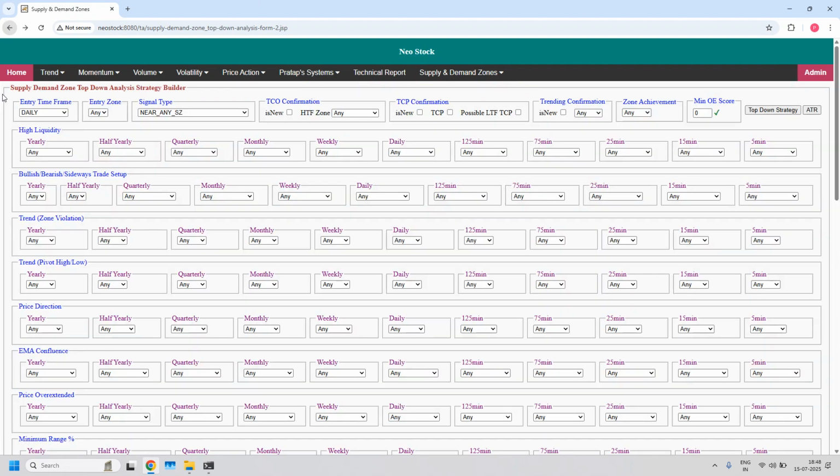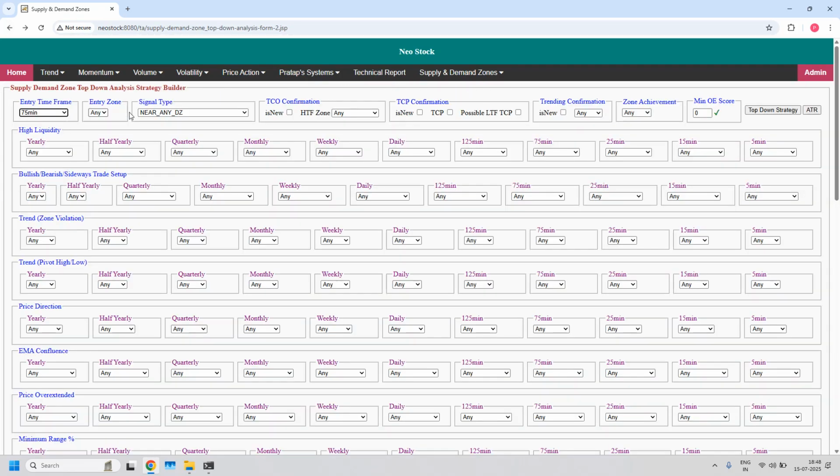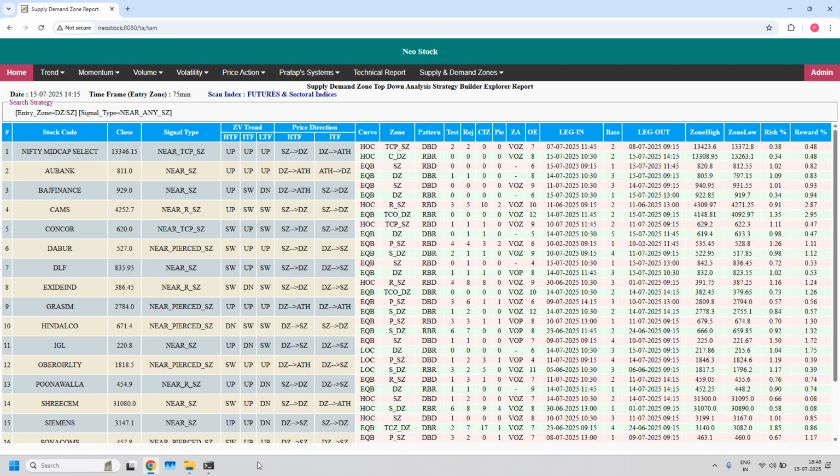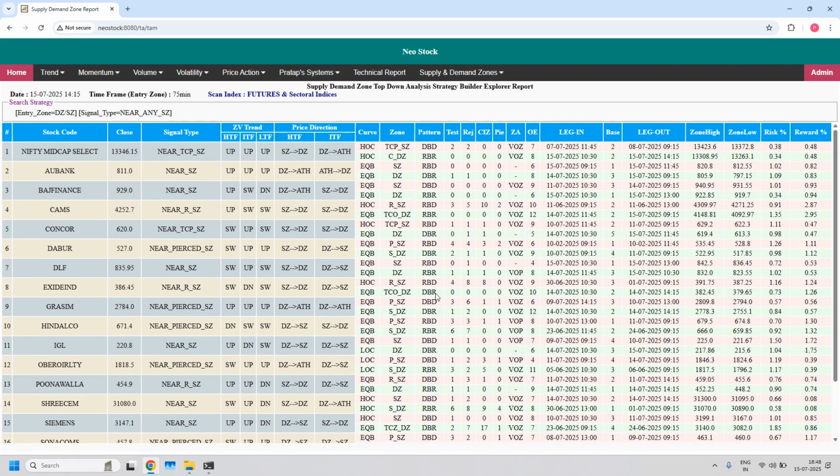Okay, next time frame is 75 minutes. Stocks near to the 75 minutes demand zone. We got 3 stocks. And we don't have any 75 minutes high liquidity demand zones from this list. Okay, next 75 minutes time frame, stocks near to the 75 minute supply zone. We got 19 stocks. Let us identify high liquidity supply zones from this list.